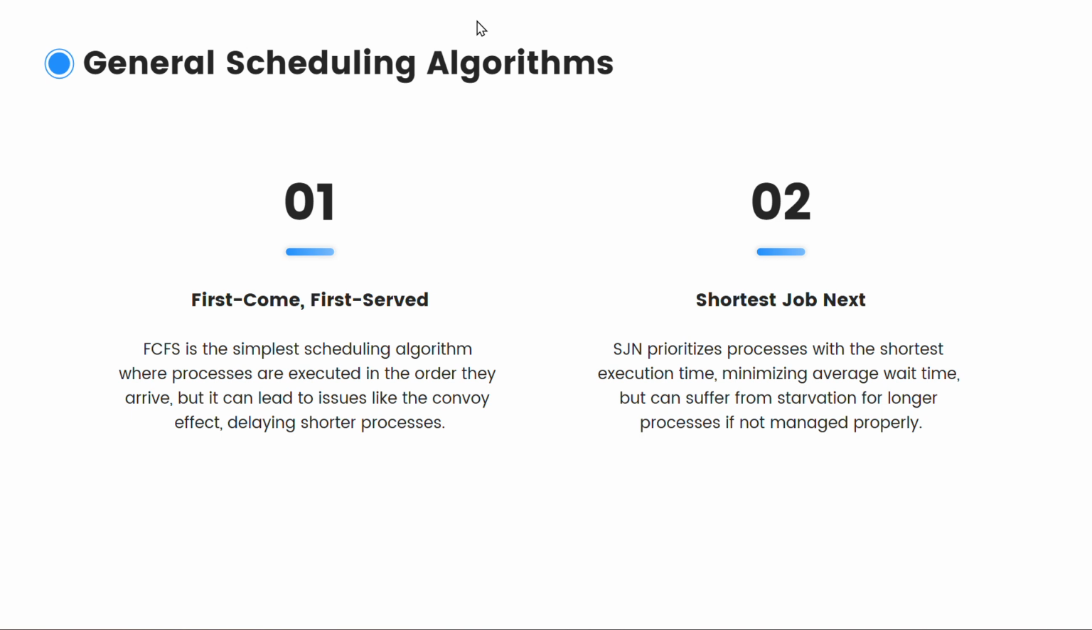There are two types of shortest job first scheduling: non-preemptive SJF and preemptive SJF. Once a process starts execution, it runs until completion. This is non-preemptive. If a new process arrives with a shorter burst time than the currently running process, it preempts the current process and executes the new one first. This is preemptive SJF. Now let's see the third one.